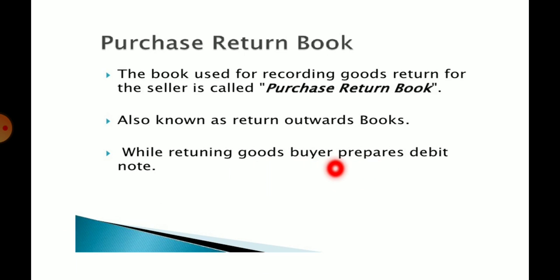Purchase return. When a customer, here you are the customer, returns goods because they may be defective or not according to the customer's expectation, the goods will be returned. So the book used for recording goods returned to the seller is called the purchase return book. It is also known as the return outward book. While returning the goods, the buyer prepares a debit note.